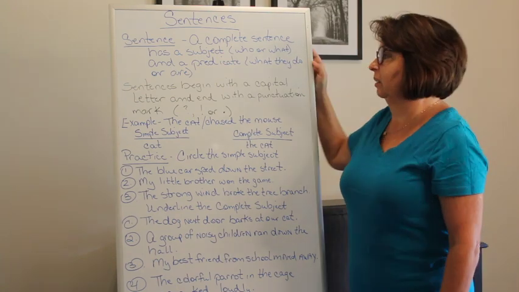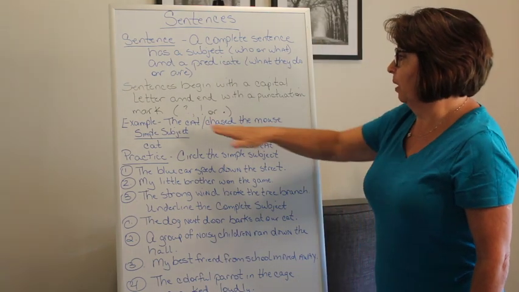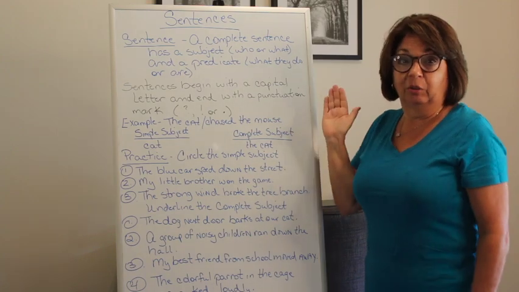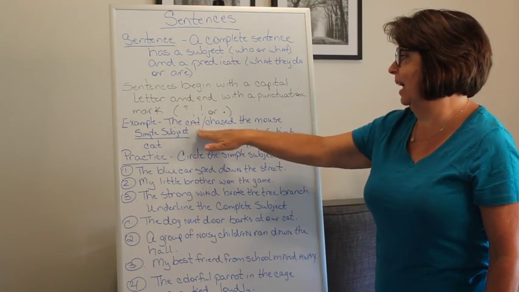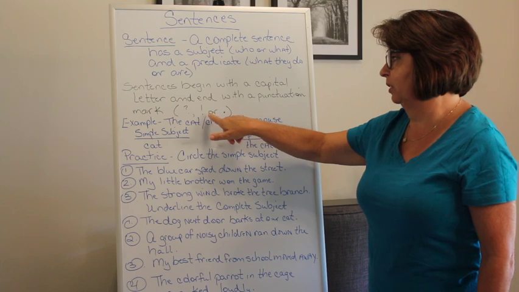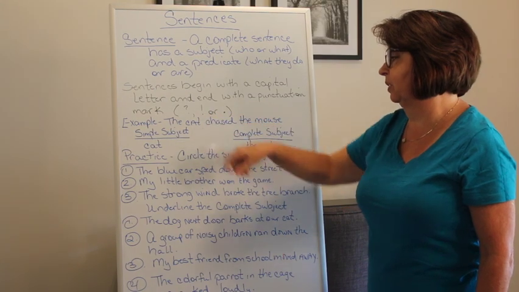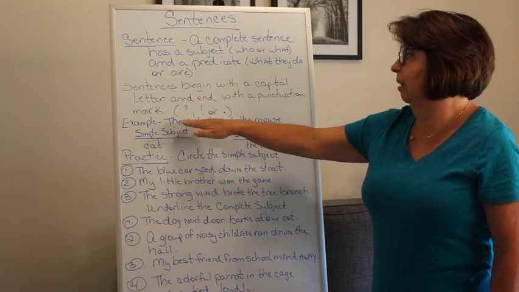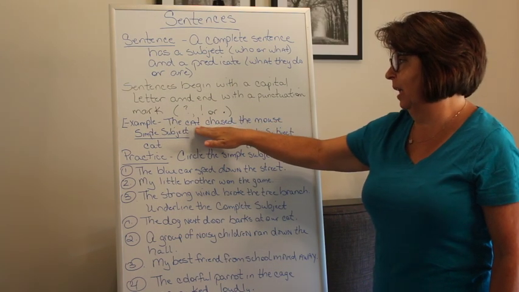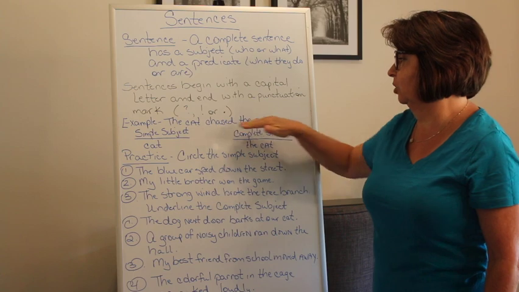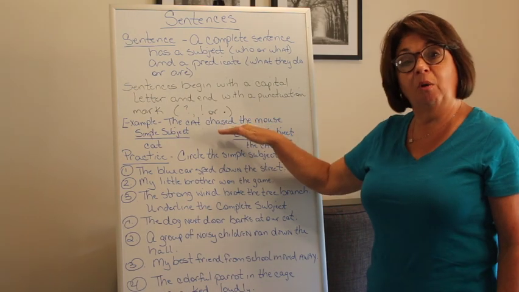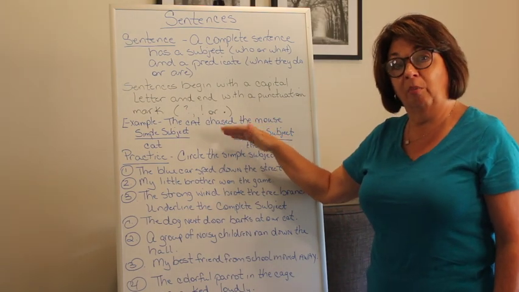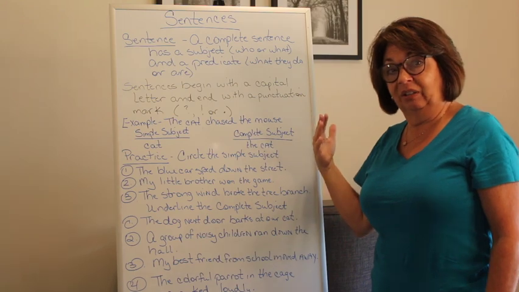So let's look at a sentence right here, and we'll pick out the subject and the predicate. The cat chased the mouse. Very simple sentence. All right, here is our subject, cat. The complete subject is the cat, and the predicate is chased the mouse. The predicate always starts off with the verb, and it finishes the rest of the sentence.